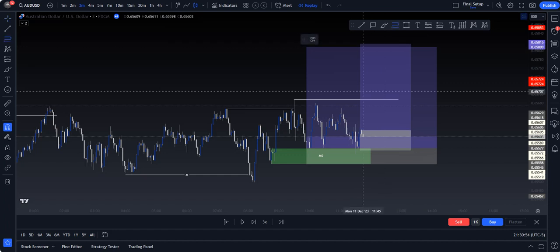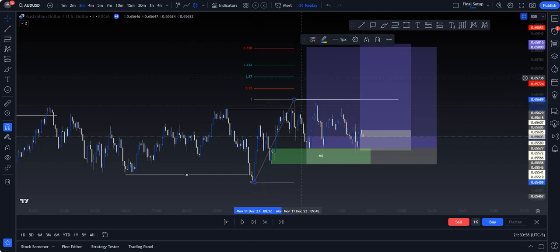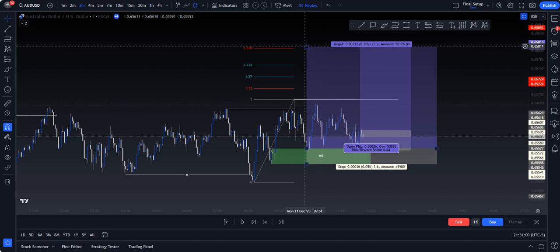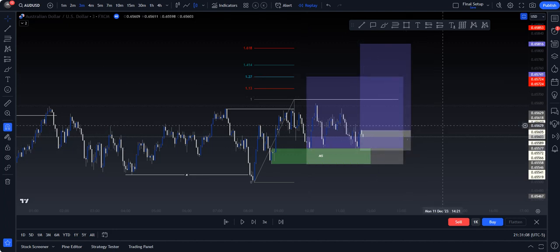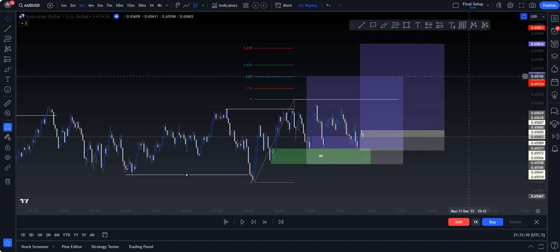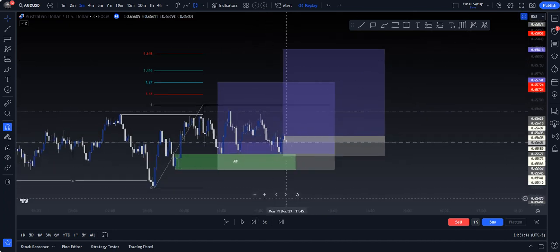Let me just set this real quick. So if I was setting a TP for the pending order, I'd take profit at the 1.27 Fibonacci extension level. So that's for the pending order. Or I would just exit when the momentum dies. Okay. But let's just have a look.